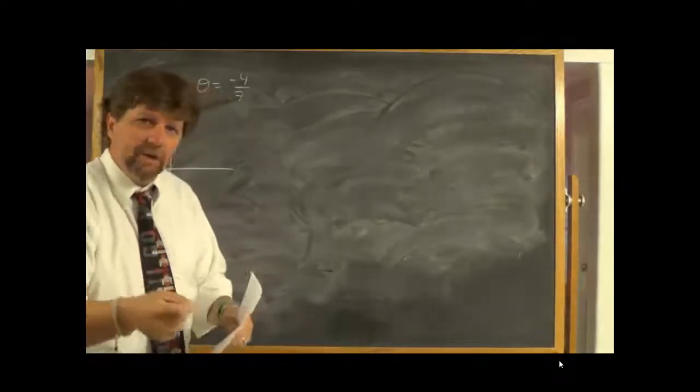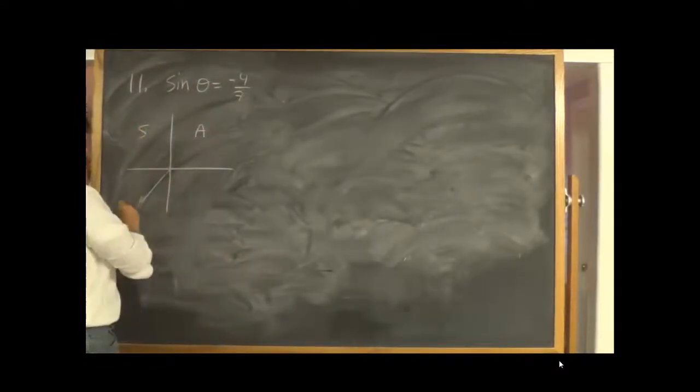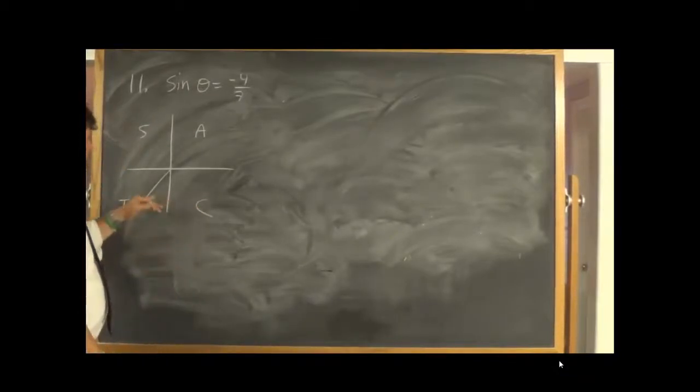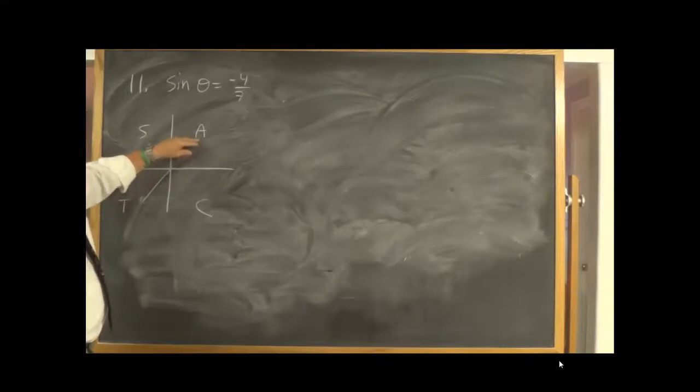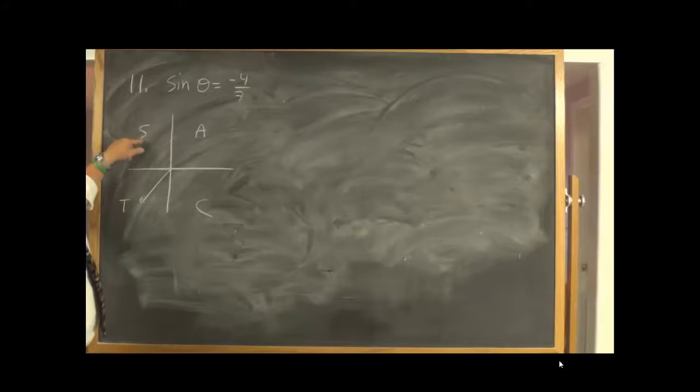The first thing that I would look at is our mnemonic device. All students take calculus. And remember, this tells you that for any angle that terminates in quadrant 1, all 6 trig functions are positive. If your angle terminates out here in quadrant 2, sine will be positive.